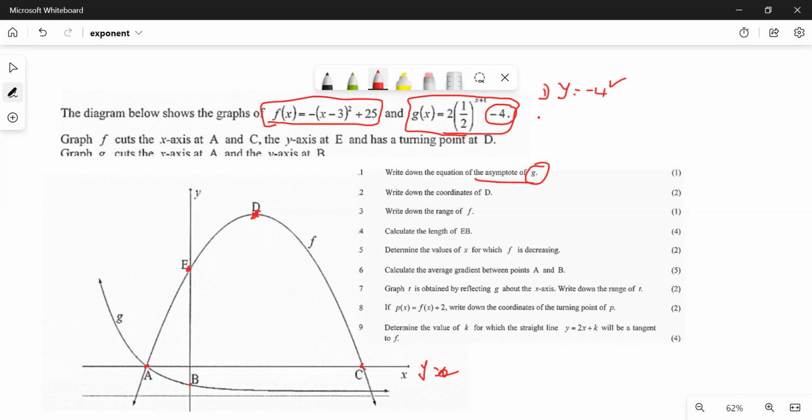So how are you going to get this in number 2? You're going to say x minus 3 is equal to 0. Okay? So x is going to be 3. And then the coordinates of the turning point D, you're going to say it's 3, which goes with whatever Q is. What is Q then? 25. And this is worth 2 marks.